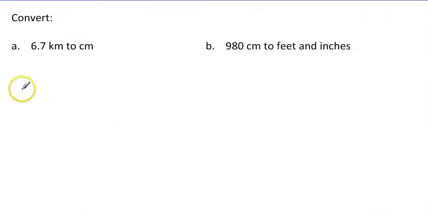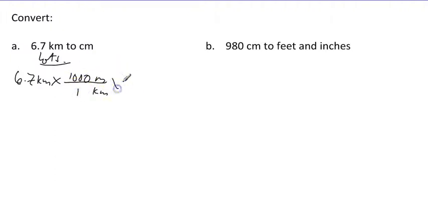Convert 6.7 kilometers to centimeters. Okay, we want conversions, right? We want kilometers on the bottom, and we can only go to meters, and we know that there are 1,000 meters for 1 kilometer. We want meters here, so these cross off, and a meter, and we need centimeters, that's what we're aiming for, is 100 centimeters.